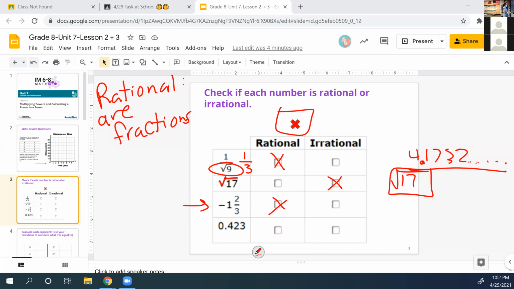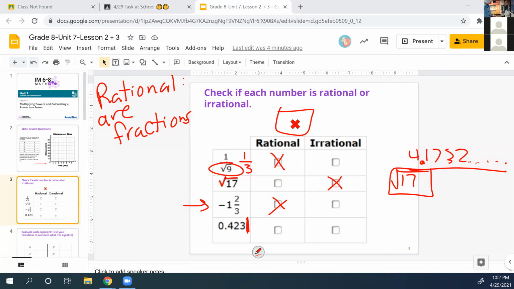Okay. Now let's look at this last one here. We have a decimal, but we notice that, what does that decimal do? Does it keep going forever and ever, or does it stop? Very good, Bridget. It stops. Yes, Tiana. Yes, Bridget. It stops right here. So if it stops, then it's going to be rational or irrational.